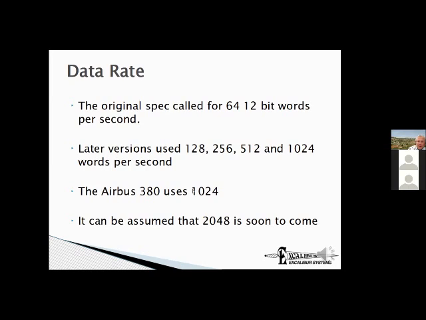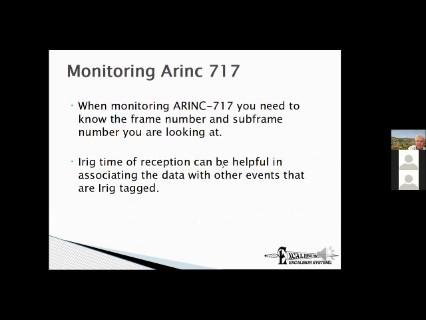Now, each time you add the number of words, you also change the spec to determine what you're putting into those words. So the original spec actually tells you what to put into the 64 words, but it didn't keep up. And now the Airbus on the 380 defined its own use for the 1,000 words per second. Okay, so in order to monitor it, you need to know what you're up to, right? Which subframe you're in and which frame. And then you use the spec of the manufacturer to tell you what each word actually means.